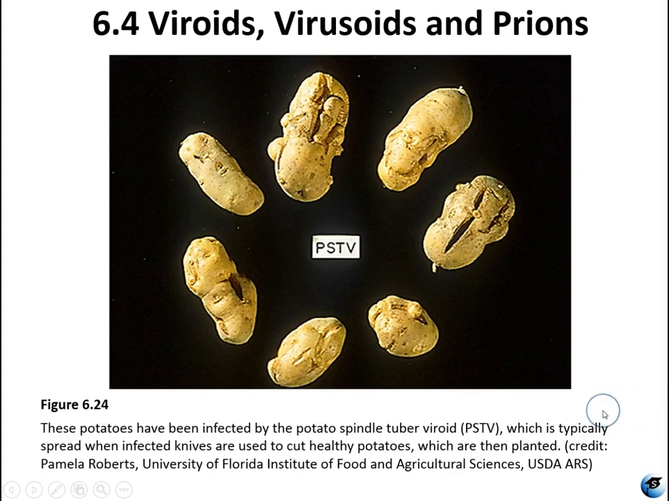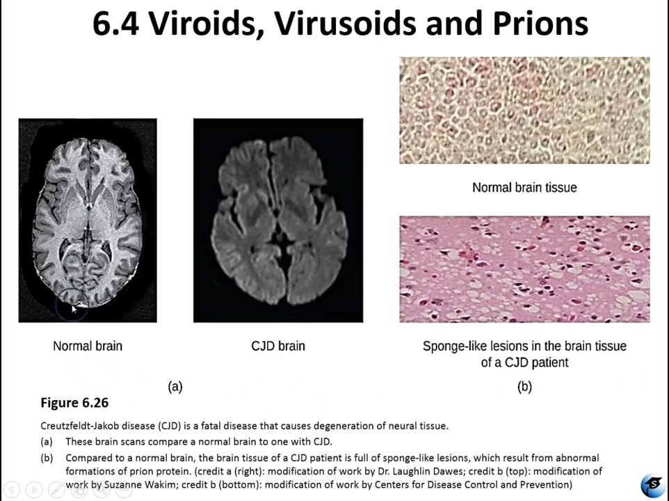Figure 6.24 shows potatoes that have been infected by potato spindle tuber viroid. This is spread when infected knives are used to cut healthy potatoes, and then those potatoes are planted. So this just shows that there's like mutation involved in these potatoes, and that has to do with the fact that their DNA has been infiltrated by viroid DNA. And then this is a brain scan, a normal brain over here on the left versus brain tissue of a patient that has the spongiform encephalopathy, right, a prion infection. And you can see normal brain tissue here and then brain tissue lesions. They call it spongiform because it looks like holes in a sponge.